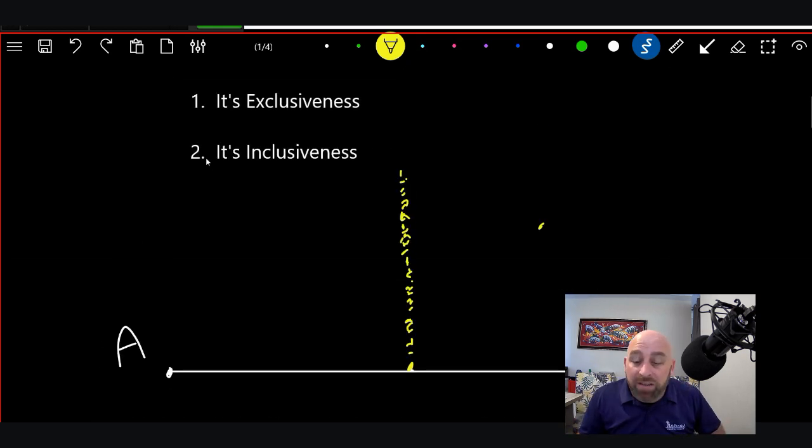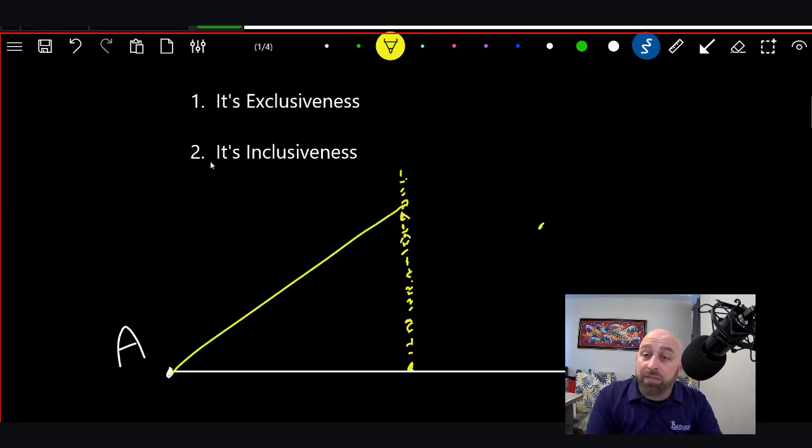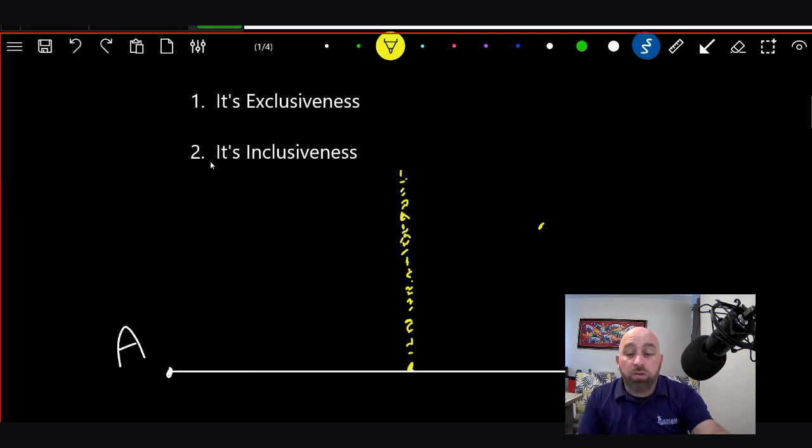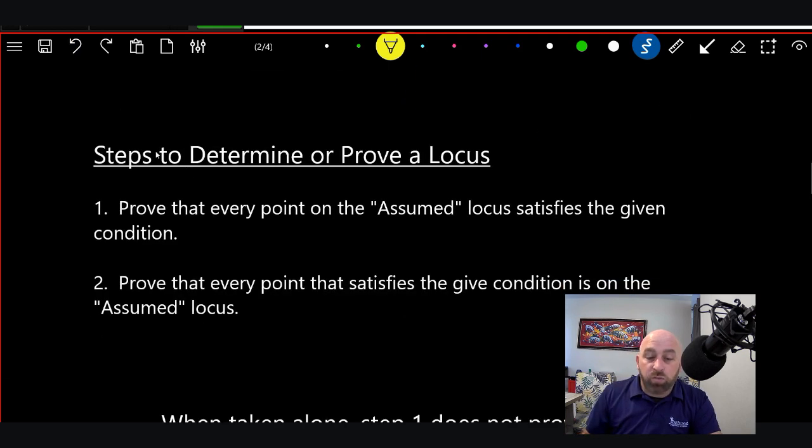And we have a theorem, don't we? We have a theorem that proves that every point on that straight line, the perpendicular bisector, is equidistant from the endpoints of that line. We have a theorem that says that. So we would use our theorem to prove that. So that's the first thing that we have to do, is prove that every single point on that assumed locus, and I put that in quotation marks, and there's a certain reason why I put that in quotation marks.